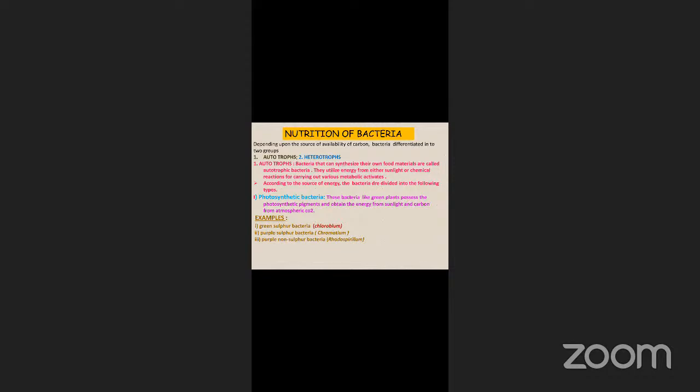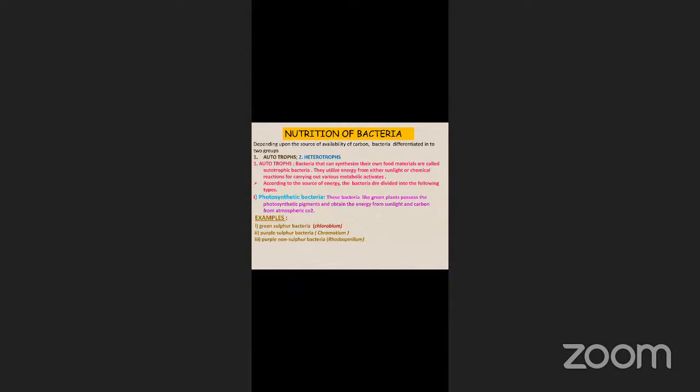what are heterotrophs? Heterotrophs means they can't prepare their own food material. Heterotrophic bacteria are not able to synthesize their own food material. They obtain food materials either from living organisms, or dead and decaying organisms, or in association with living organisms like symbiotic and asymbiotic association. The heterotrophic bacteria we will discuss later. First of all, we discuss the autotrophs.